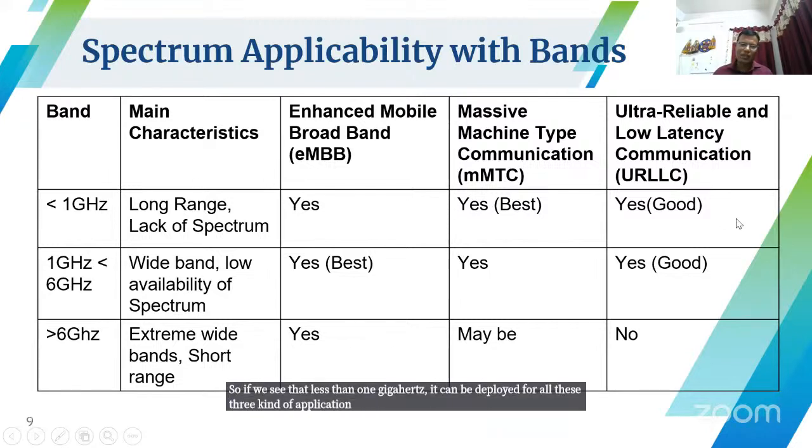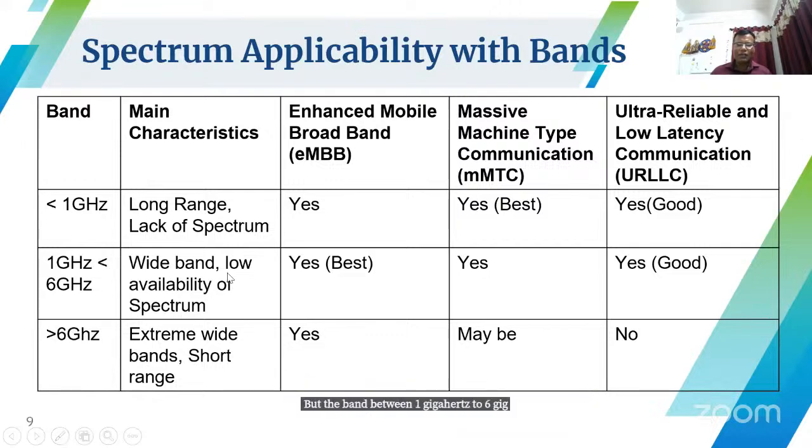Whereas the band between 1 gigahertz and 6 gigahertz is a wide band with low availability of spectrum. Actually, in this band even the military band is available, so this band is not so freely available. It's good for giving us a good bandwidth. It's the best, actually, and it is good for the other two applications.